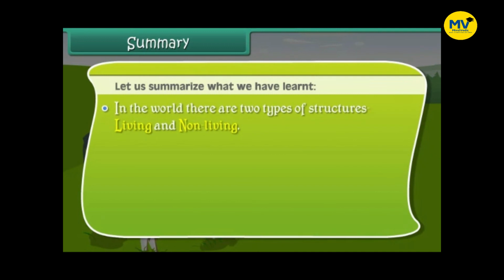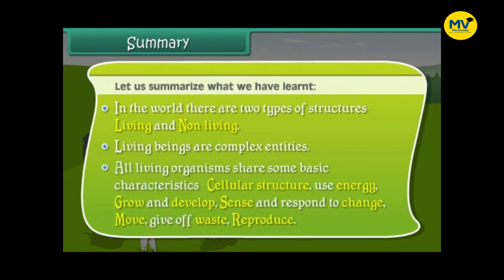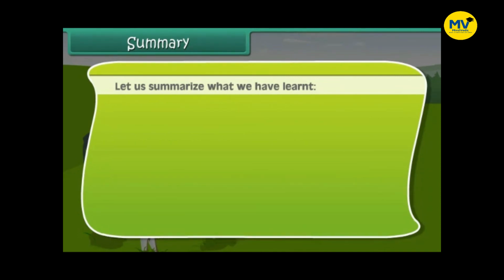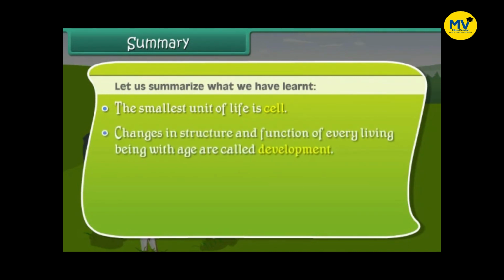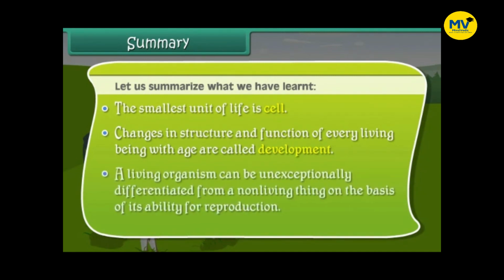In the world there are two types of structures, living and non-living. Living beings are complex entities. All living organisms share some basic characteristics: cellular structure, use energy, grow and develop, sense and respond to change, move, give off waste, and reproduce. The smallest unit of life is the cell. Changes in structure and function of every living being with age are called development. A living organism can be unexceptionally differentiated from a non-living thing on the basis of its ability for reproduction.